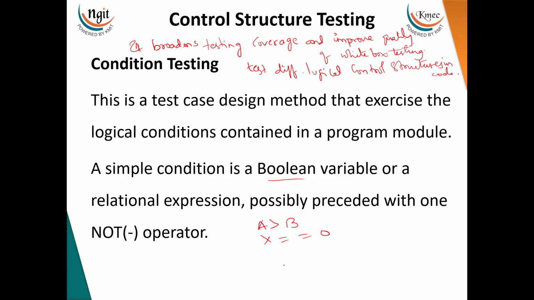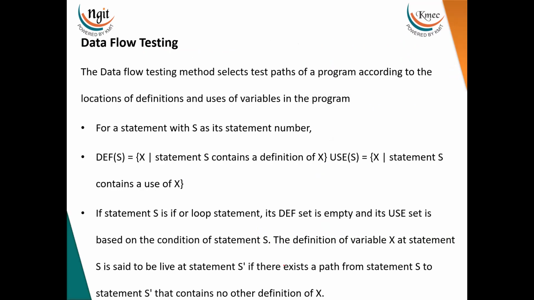Okay. So there are two things: simple condition and compound condition. A simple condition is one Boolean or relational expression. A compound condition is multiple conditions joined with AND or OR. Okay. So then what is the objective of this? The objective is to check each condition for its true or false outcome to ensure that all branches of logic are tested. Okay.